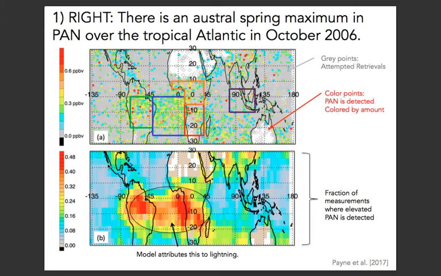Now the model attributes this to lightning NOx and then isoprene oxidation products. And I thought when we wrote this proposal we would have these beautiful PAN-CO correlations, and I would be able to figure out or distinguish between lightning and biomass burning sources, and we can't. So I still think this is a lightning plus isoprene signature, but that's there. Okay.